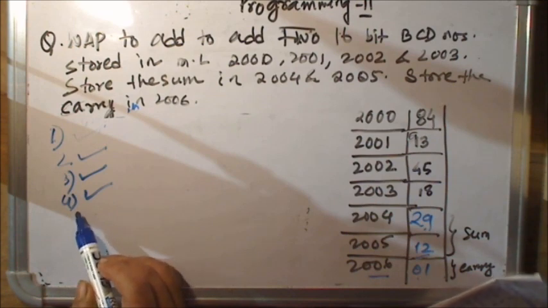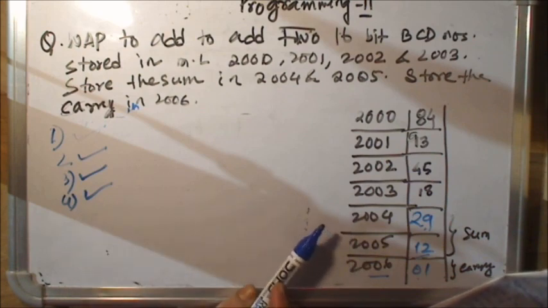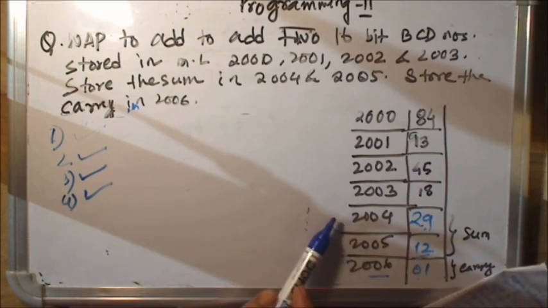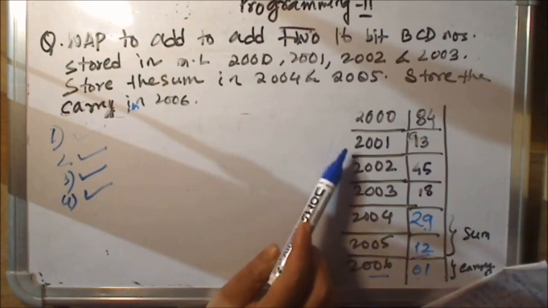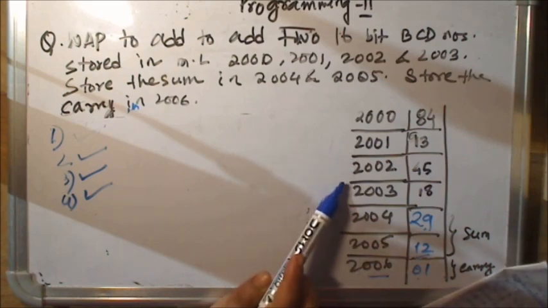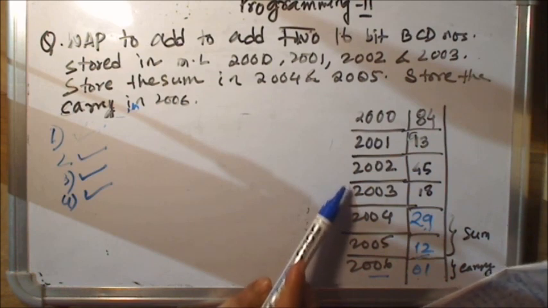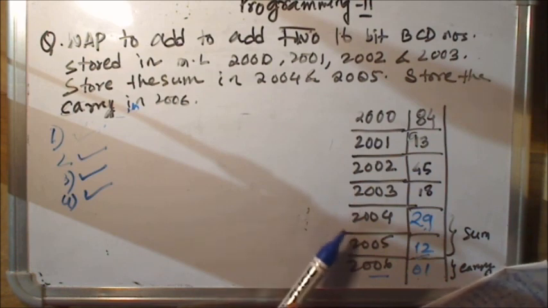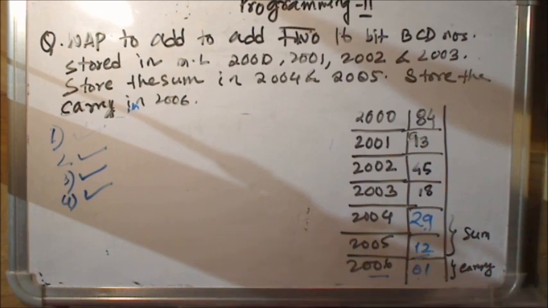Okay, so your numbers are how many bit numbers? 16 bit. So they will be stored in 2 locations. I have explained: the first number will be stored in 2000 and 2001, and the second number will be stored in 2002 and 2003. Now when you add two 16-bit numbers, you will get a 16-bit result. So the 16-bit result will be stored in 2004 and 2005, and the carry will be stored at 2006.